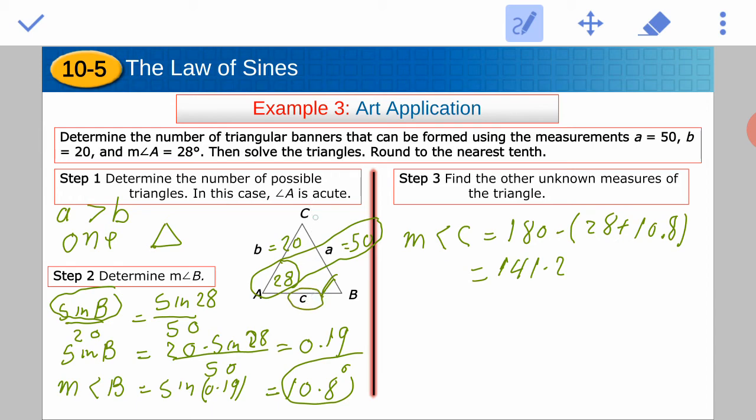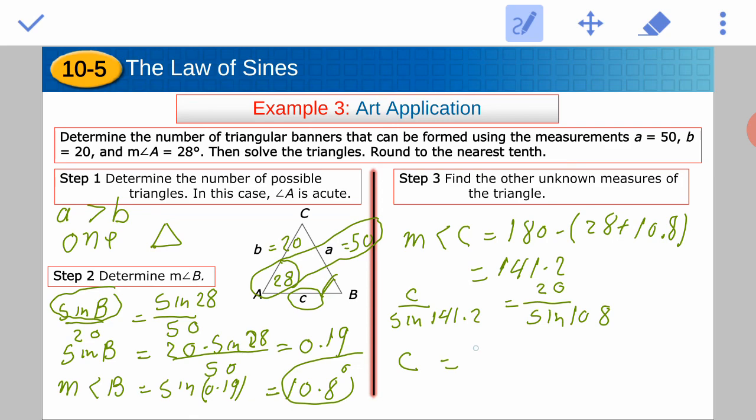Now guys, we only have one more unknown, this side length. The side opposite to the angle C is not given yet. So back to the ratio, and let me start with the key ratio, sine 28 over 50 all the time. But this time I'm going to set side C on the top. So side C over the sine of the opposite angle, sine 141.2, is equal to the key ratio, side B, which is 20, over the sine of the opposite angle. The opposite angle is 10.8, so over sine 10.8.